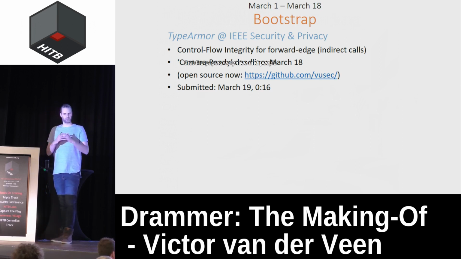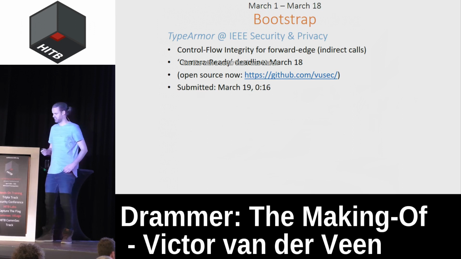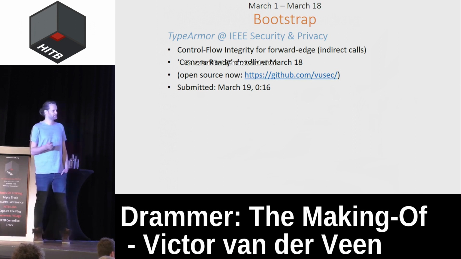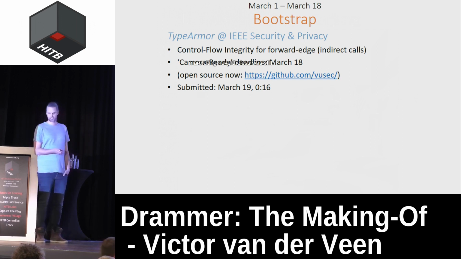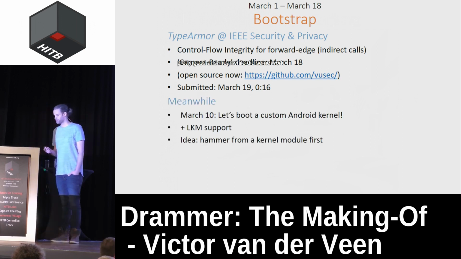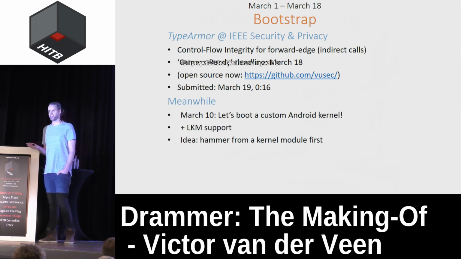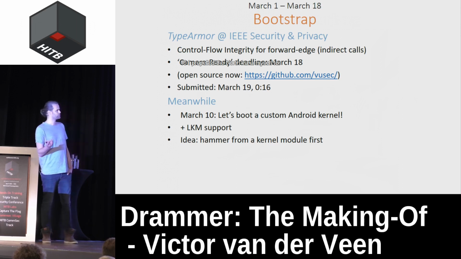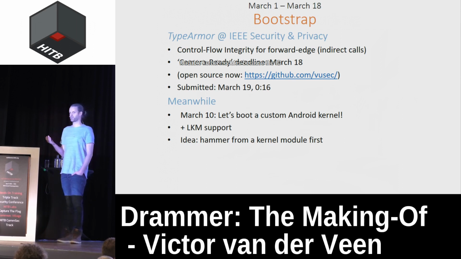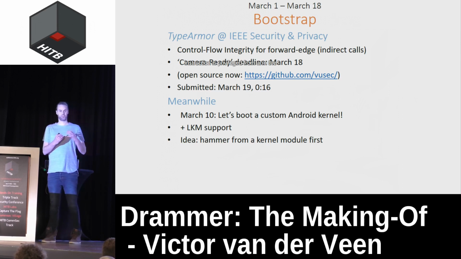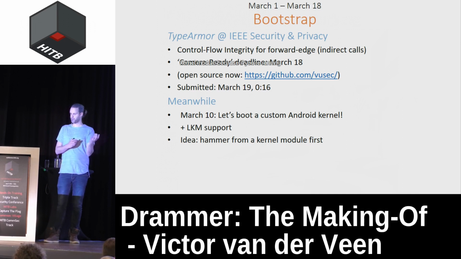But I had to work on this and make sure that the paper is very nice and people like it. The deadline was March 18. I submitted 15 minutes late on March 19. Nevertheless, it was still pretty good. Meanwhile, I did some work, but not a lot. On March 10, I compiled the Android kernel myself for a Nexus 5, and I added support for loadable kernel modules. Since the flush instruction is privileged on ARM, the idea was to do Rowhammer first from the kernel module.